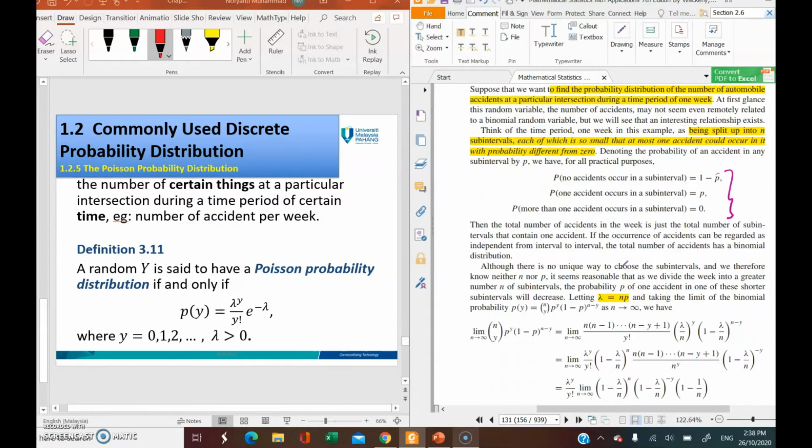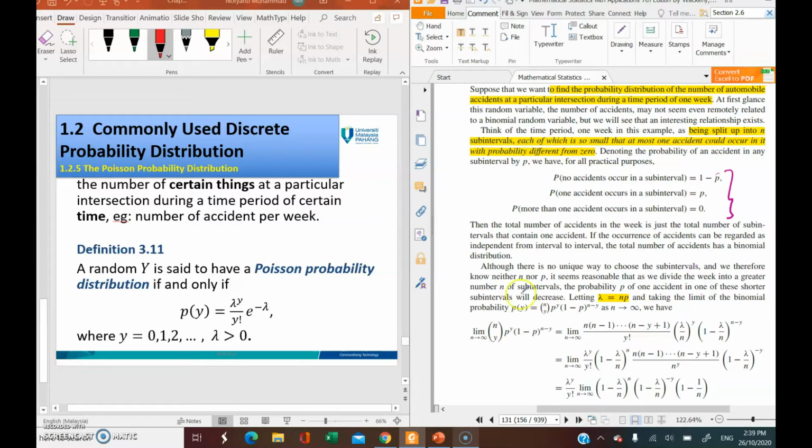So basically, the total number of accidents in a week is just the total number of sub-intervals that contain one accident. If the occurrence of accidents can be regarded as independent from interval to interval, the total number of accidents has a binomial distribution. Either accident or not accident, so you have two outcomes. There is no unique way to choose the sub-interval, because let's say 1 week: from 1 second to 1 second is an interval, from 1 minute to 1 minute is an interval, until 1 week, isn't it? So there is no unique way to choose the sub-interval.